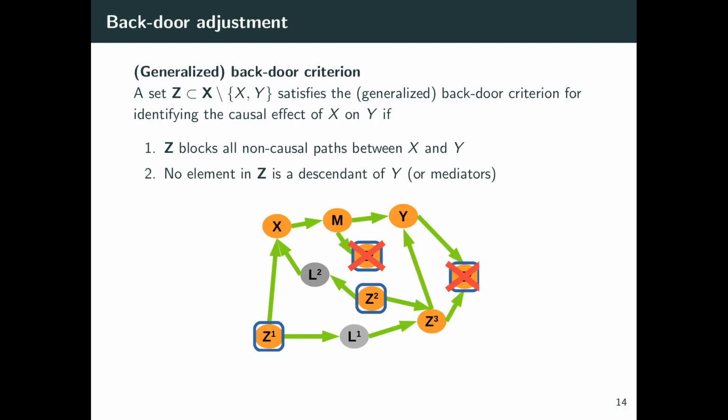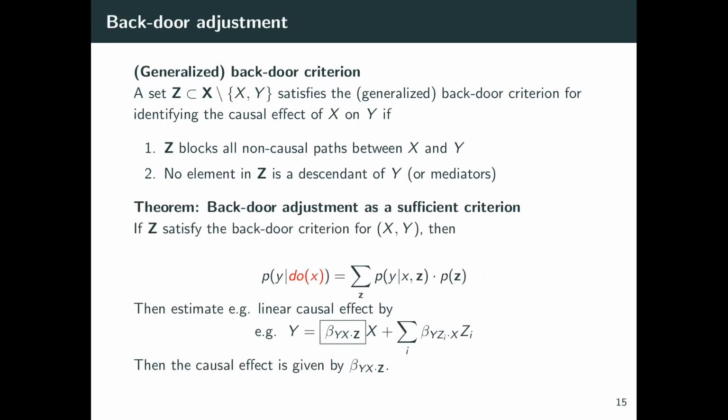The second condition is that no element in Z is a descendant of Y or of mediators. And this is excluding this bias that I mentioned before. So you neither should include this variable here on the right, descendants of Y, or the one that is a descendant of a potential mediator. If you go by these rules, if you find some subset of the other variables Z that fulfills these, then this theorem tells you that this set satisfies the backdoor criterion, and then you can identify the causal effect.